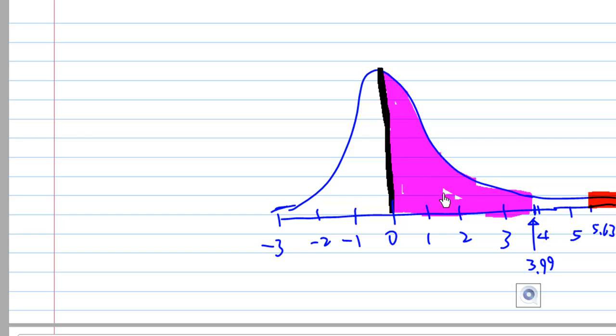So if this area is 0.5 according to the table, then what is the area after 3.99 at the tail? That's 0, right? Therefore, from here we know the probability of z greater than 5.63 must be 0, because nothing is left. We have the area from 0 to 3.99 is 0.5 already, so there's no more area after 3.99. So the probability of z greater than 5.63 must be 0.